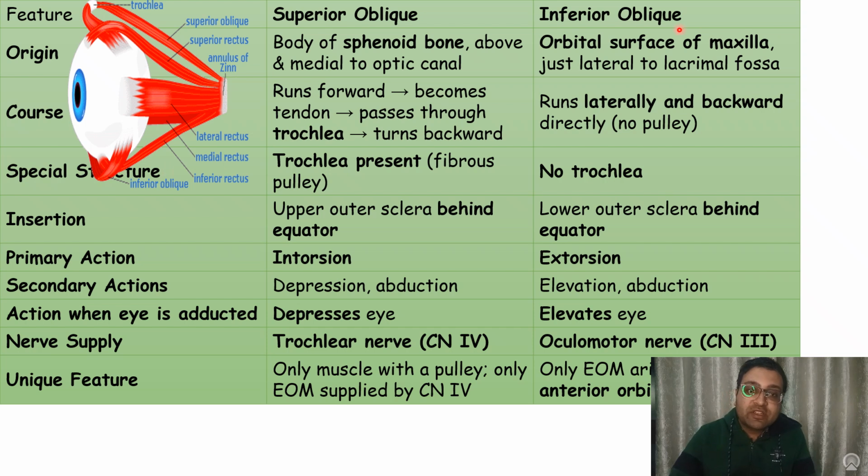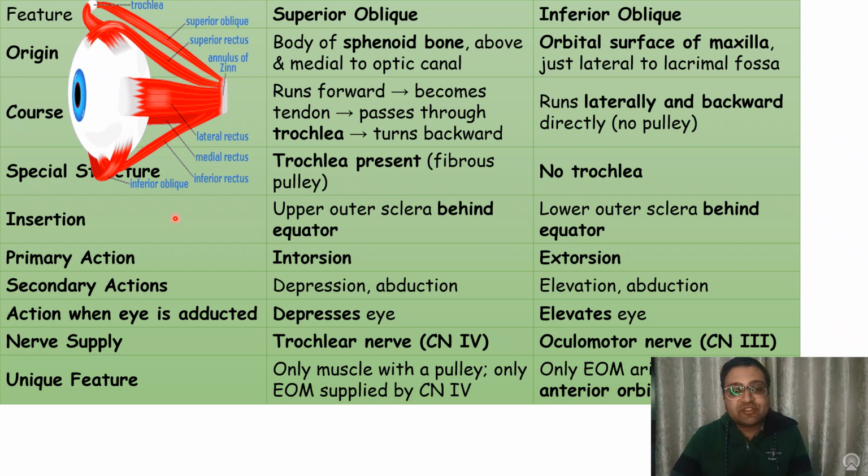Now if we come on to the inferior oblique muscle, it arises from here. So this is the orbital surface of the maxilla just lateral to the lacrimal fossa, runs laterally and backward directly, and there is no pulley involved and there is no trochlea, and it gets inserted into the lower outer sclera posterior to the equator.